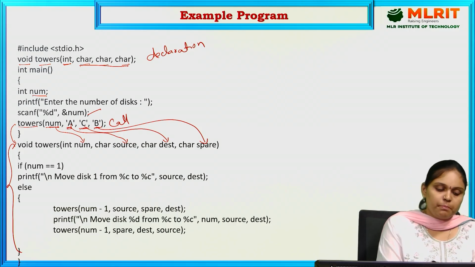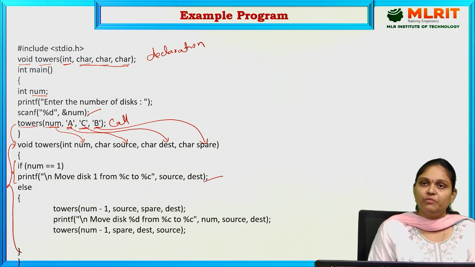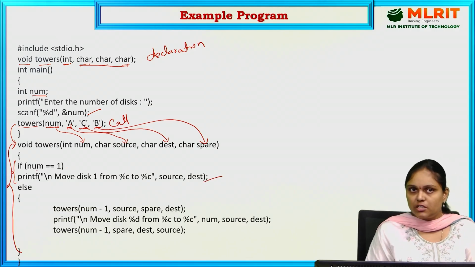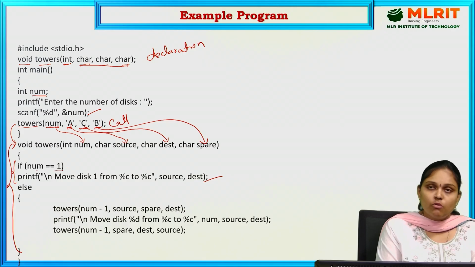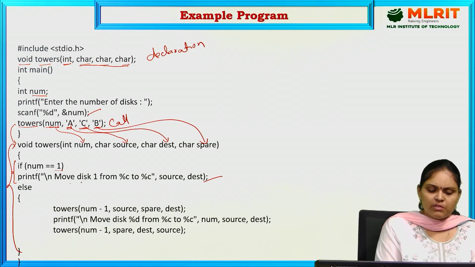So this is the base part. Here we have written if n is equal to 1. So if n is equal to 1, what are we telling? We are asking to move one disk from source to destination. We have just seen the examples: if we have only one disk, we are moving that one disk from the source to the destination. So the same thing we have written here.